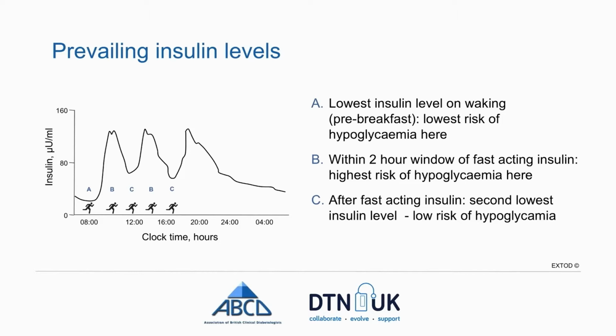What does this mean practically? What this means practically is that you could try exercising first thing in the morning, and if you do that, you're unlikely to need carbohydrate. The other thing that it says to you is if you do exercise within 2 hours of eating, you're going to be at high risk of your blood sugars going low, so you might have to actually take some carbohydrate.